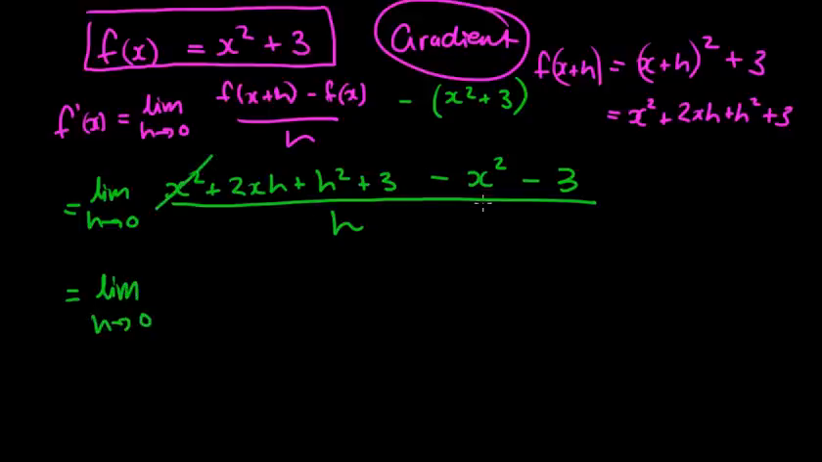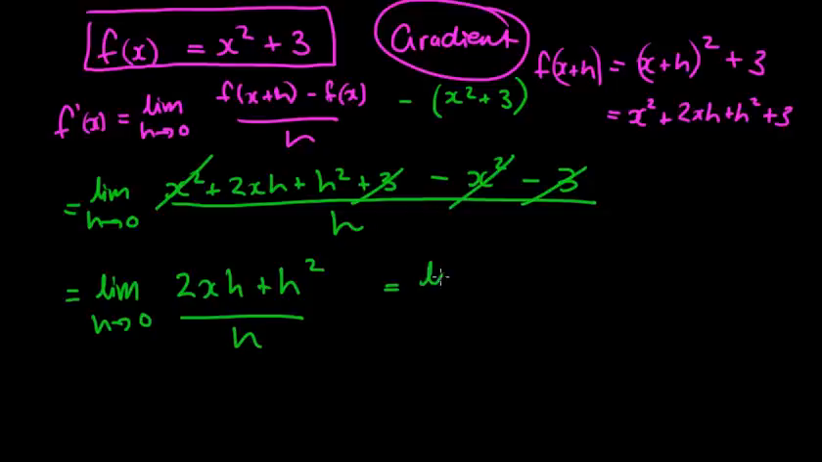Now we can simplify that again. x squared minus x squared disappears. Plus 3 minus 3 disappears. So I'm left with 2xh plus h squared all over h. Now that can simplify further, because h goes into h once and it goes into there once. So we're left with 2x plus h.